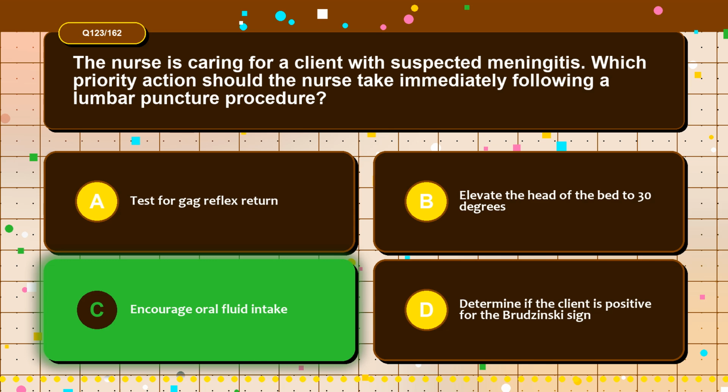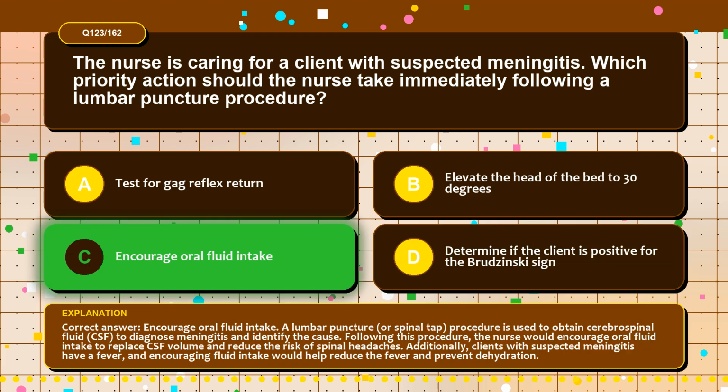The correct answer is option C. Encourage oral fluid intake. Correct answer. A lumbar puncture or spinal tap procedure is used to obtain cerebrospinal fluid, CSF, to diagnose meningitis and identify the cause. Following this procedure, the nurse would encourage oral fluid intake to replace CSF volume and reduce the risk of spinal headaches. Additionally, clients with suspected meningitis have a fever, and encouraging fluid intake would help reduce the fever and prevent dehydration.